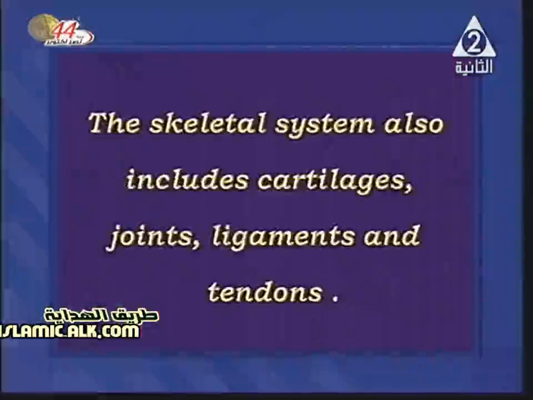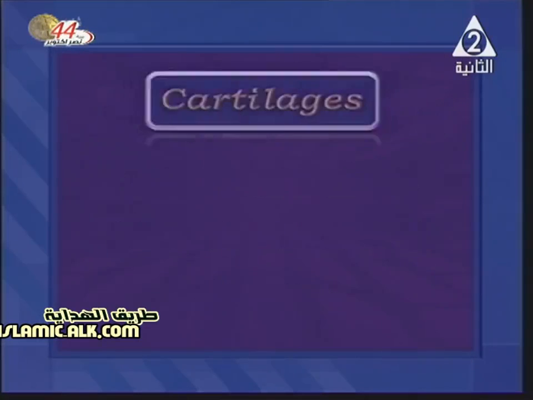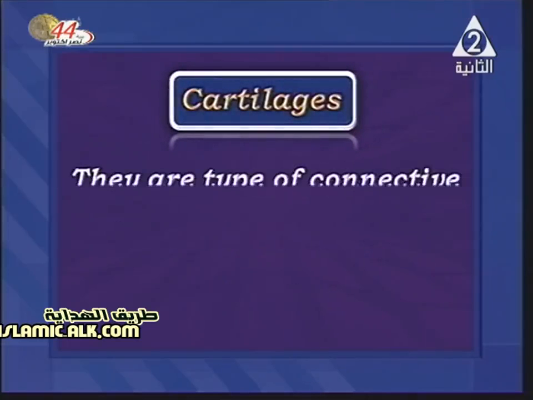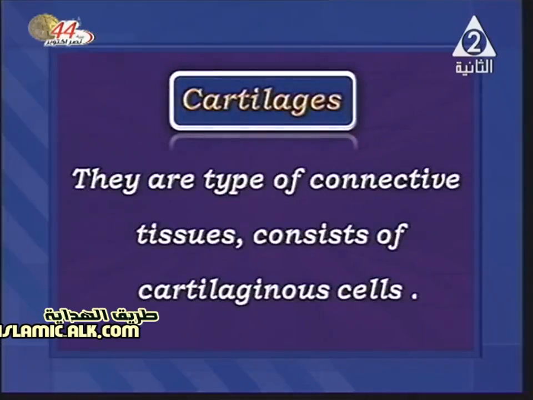Skeletal system also includes cartilages, joints, ligaments, and tendons. Let's study each one of them in detail. What does it mean? Cartilage, joint, ligament, and tendon. Okay, let's start with the cartilage. Cartilages are a type of connective tissue, definitely strong connective tissue, consisting of cartilaginous cells.